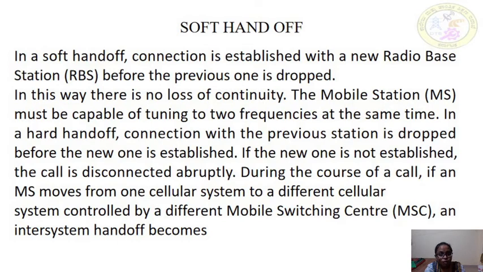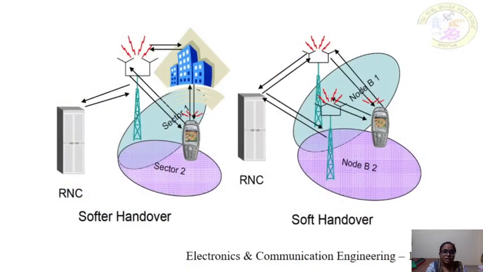During the course of a call, if a mobile station moves from one cellular system to a different cellular system, it is controlled by a different mobile switching center and an inter-system handoff becomes necessary, like a soft handoff and a hard handoff. So you can see a picture of a softer handoff as well as a harder handoff.